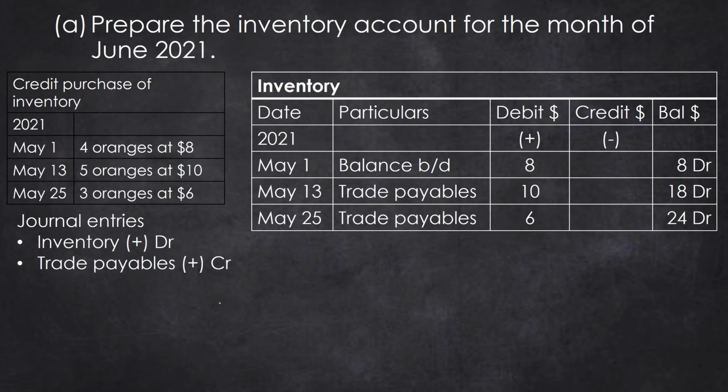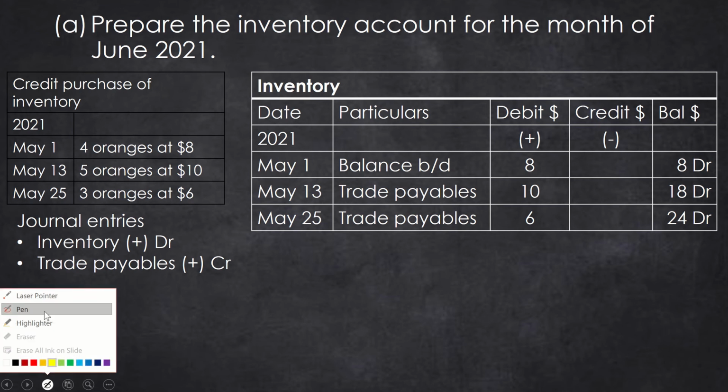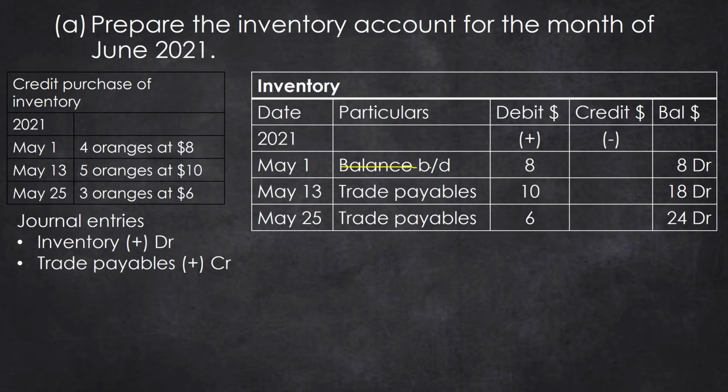So how should I record this inventory purchase? Firstly, on the 1st of May, I bought 4 oranges at $8. Now, it should not be balance brought down. It should be trade payables. I made a mistake here. Let me cancel it and change it immediately. Cancel, cancel, cancel. Trade payables. Because horrible handwriting.